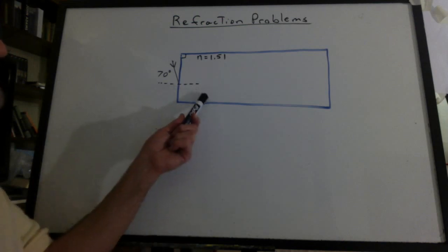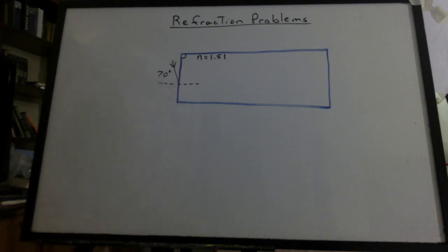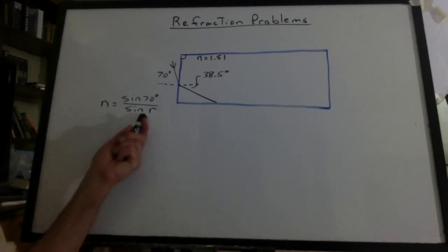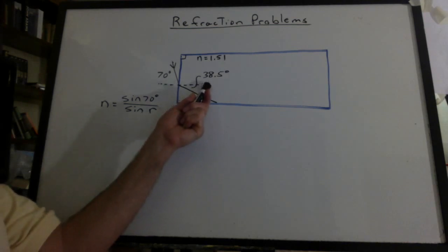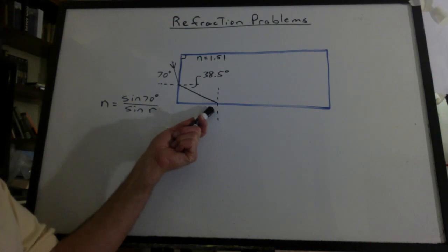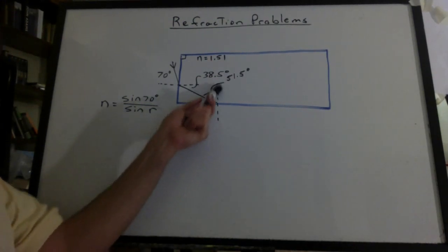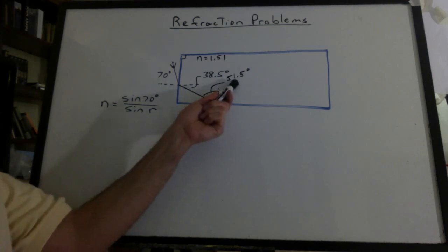We still have the same glass, n equals 1.51, and we have an incident angle of 70 degrees. Can we trace this ray? The refracted angle turns out to be 38.5 degrees. Now we have to see what happens at this interface. Well, that means I need to know the angle measured from this normal. How did I get 51.5?